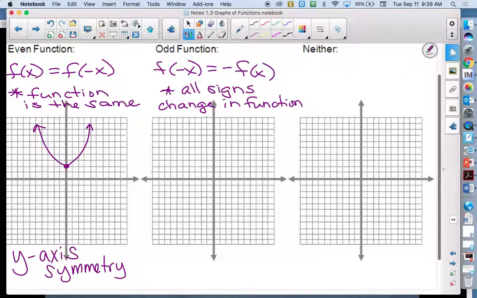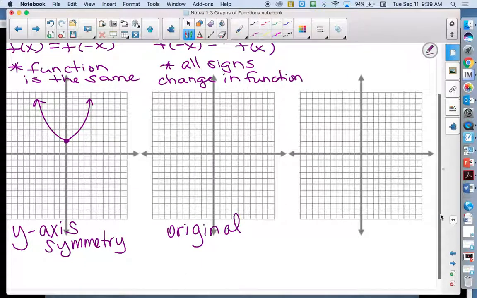So it's both of them. We call that origin symmetry. If it has origin symmetry, it's really like having both parts. So it has x-axis and y-axis, but that's called origin symmetry.